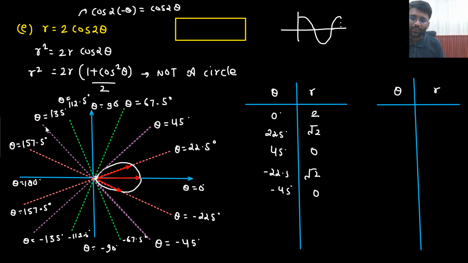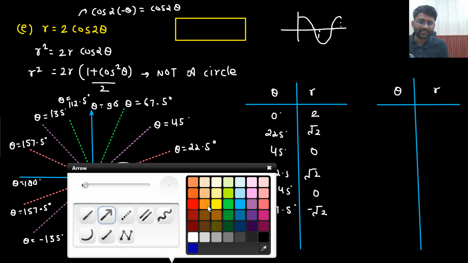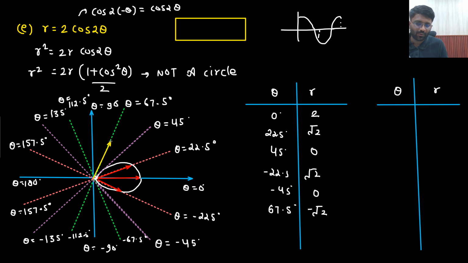Similarly, from 45 to 135. So let's put the next value, which is 67.5 degrees. What is the double of 67.5? That will be 135. What is the value of cos 135? The value will be minus 1 by under root 2, so the value will become minus under root 2. Now what is the meaning of minus under root 2? At 67.5 you are supposed to work for under root 2, but instead you will go for minus under root 2. That means you will go here. Are you able to understand this point? At 67.5 degrees you will go here.